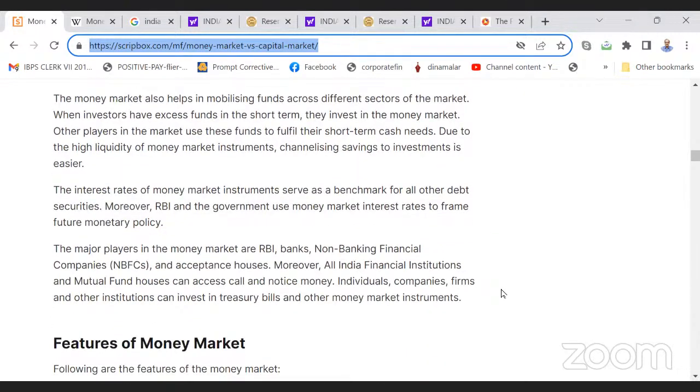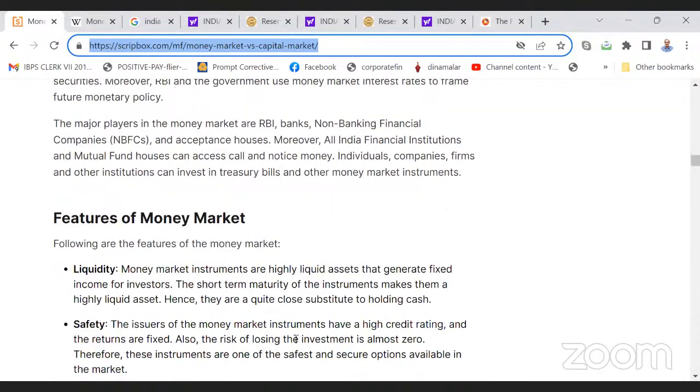The interest rates of money market instruments serve as a benchmark for all other debt securities. Moreover, RBI and the government use money market interest rates to frame future monetary policy. The major players in the money markets are RBI, banks, non-banking financial companies, and acceptance houses. Moreover, all Indian financial institutions and mutual fund houses can access call and notice money. Individuals, companies, firms, and other institutions can invest in treasury bills and other money market instruments.